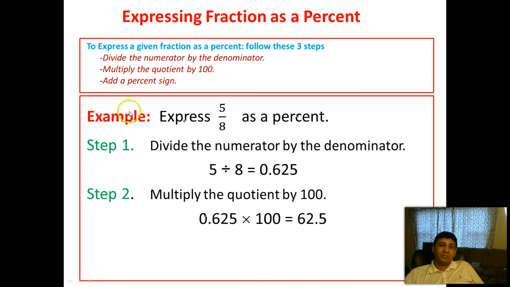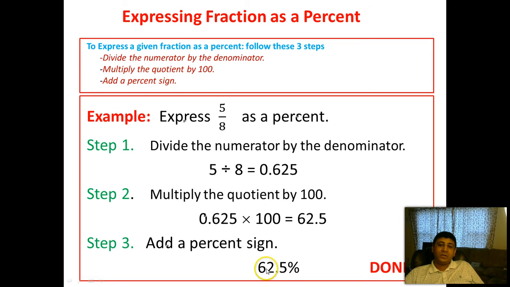Now we are almost done. What we need to do is add the percentage sign with it. That's it. Okay, so the answer comes out to be 62.5%. That's it. We're done. Okay, so that's how we will convert a given fraction into a percent.